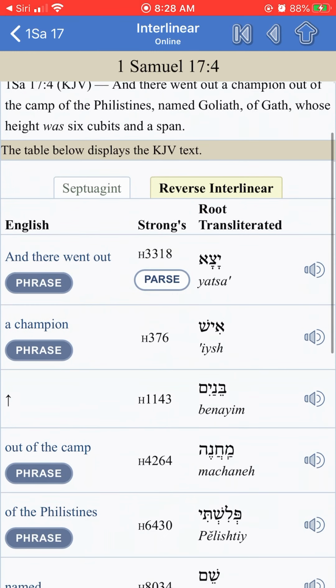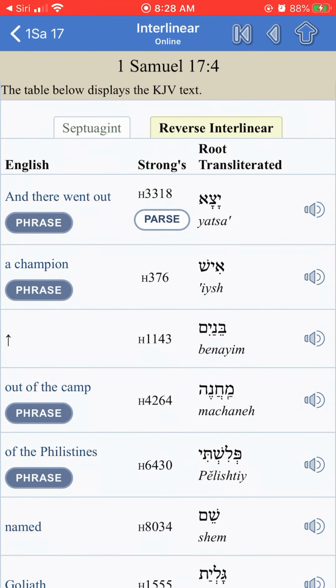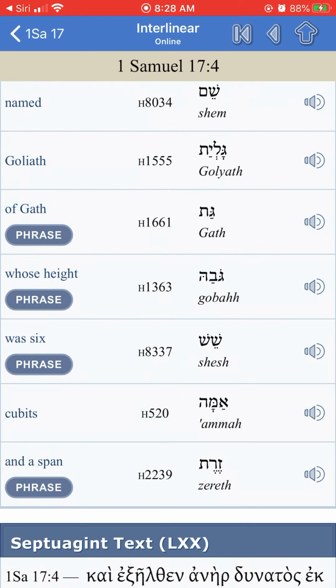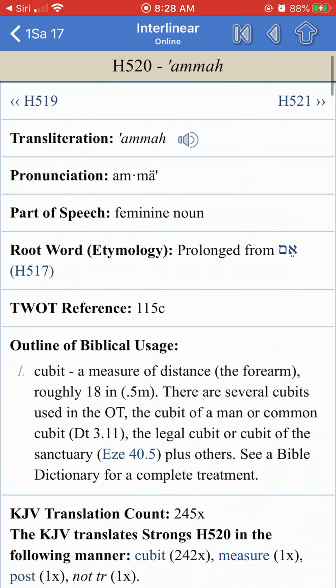Now we don't use that measurement anymore today, at least in Babylon the Great, which is America. But through the power of the Most High, putting it in this app, we can understand what it was talking about. So this is what a cubit is. Strong's H520, amah: a measure of distance, roughly 18 inches.